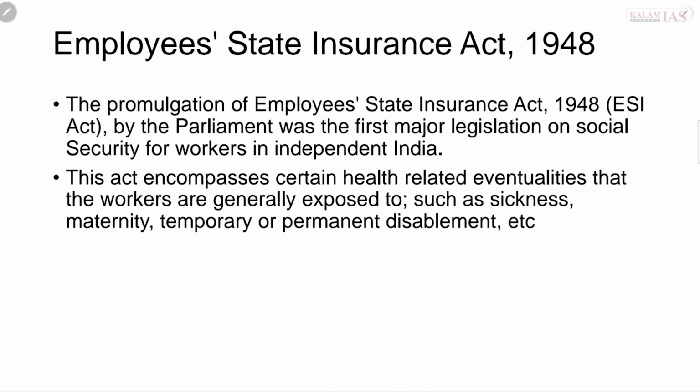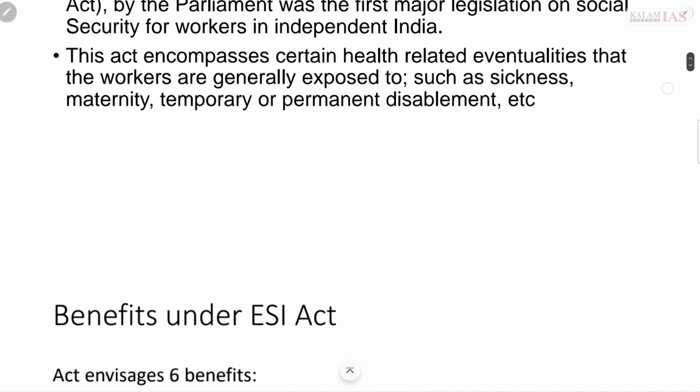Let us now discuss the Employee State Insurance Act 1948. The promulgation of the Employee State Insurance Act or the ESI Act was the first major legislation on social security for workers in independent India. The act encompasses certain health related eventualities that workers are generally exposed to, such as sickness, maternity, temporary or permanent disablement, etc. So this was the first ever social security legislation that was enacted in India after independence. Okay.